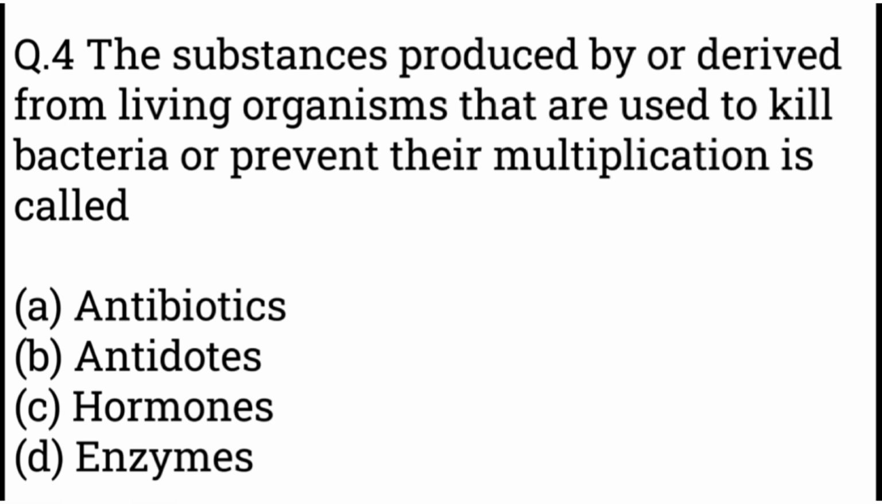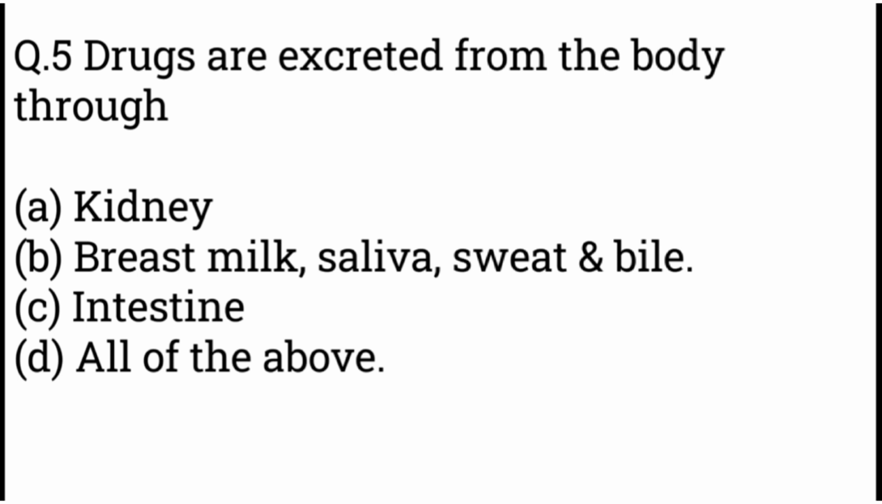The substance produced by or derived from a living organism that is used to kill bacteria or prevent their multiplication is called as antibiotics, antidotes, hormones, enzymes. So see, the substance produced by or derived from a living organism, that is antibiotic.